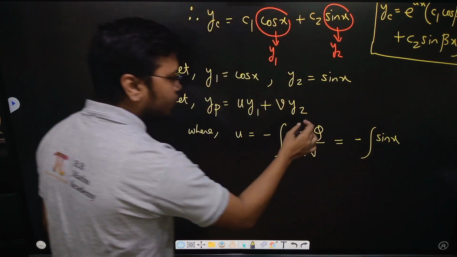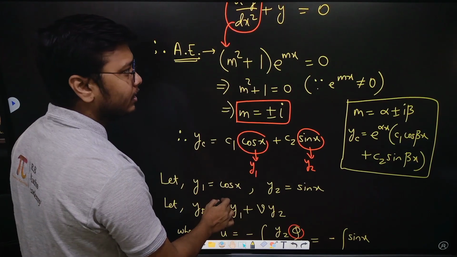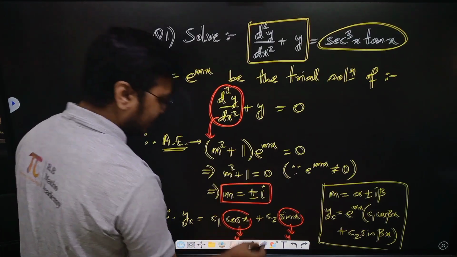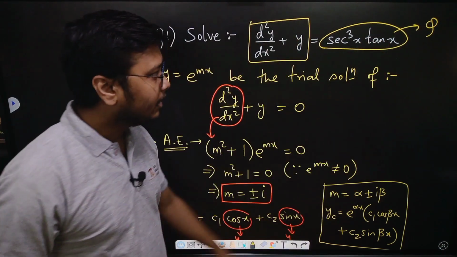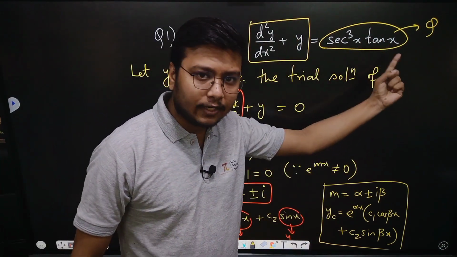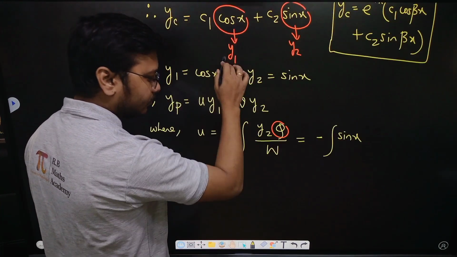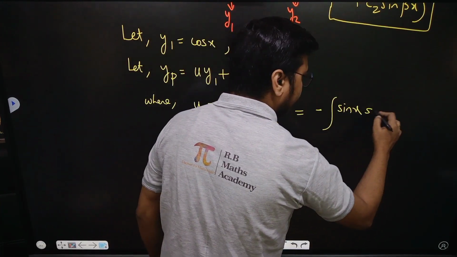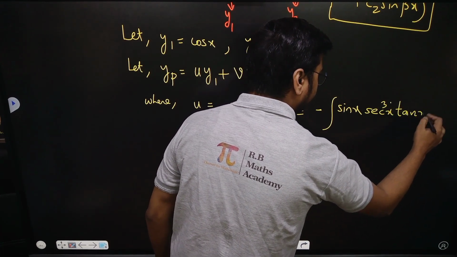And what is my q? My q is the right hand side part of the equation, that means the non-homogeneous part, and the right hand side part is this, right? So this is my q part, which is sec³x into tan x. So I'll just substitute that: sec³x into tan x.